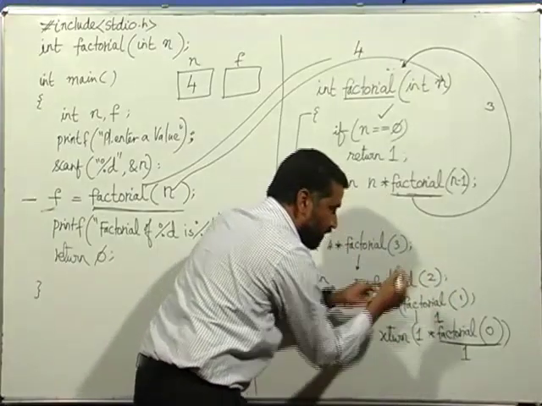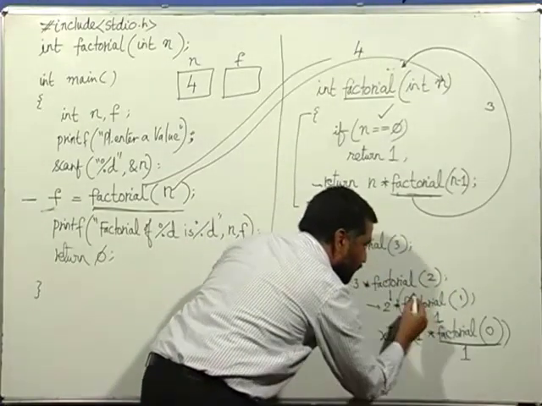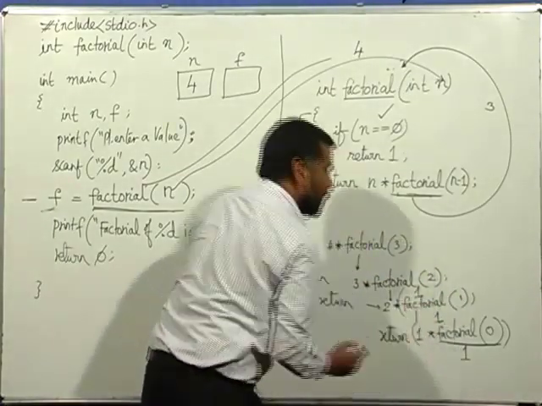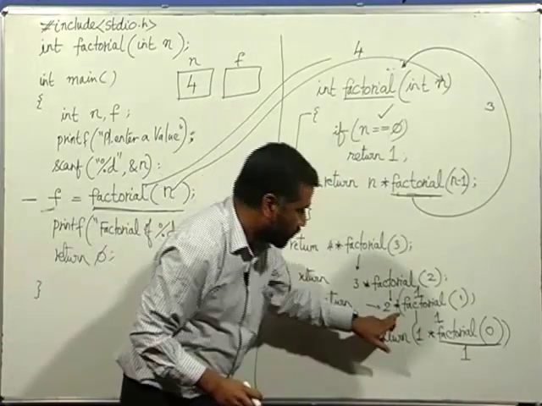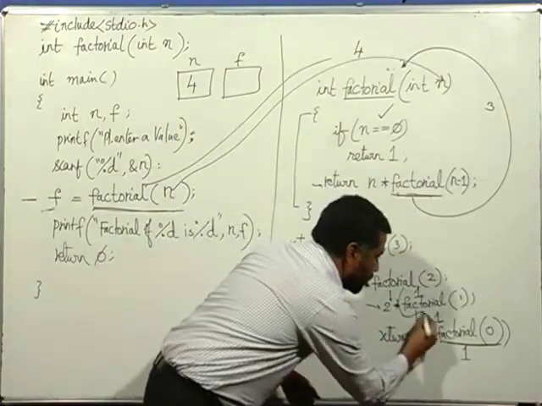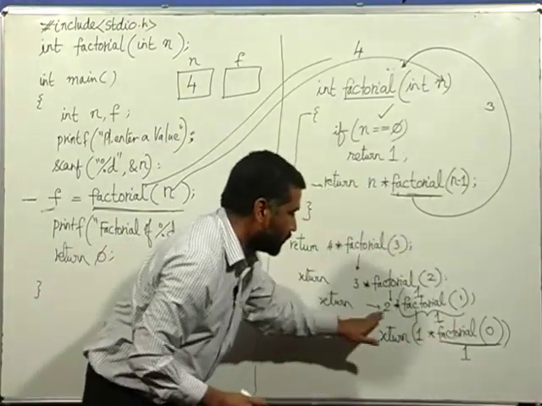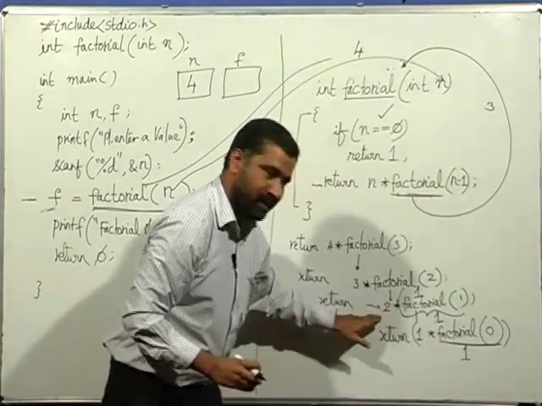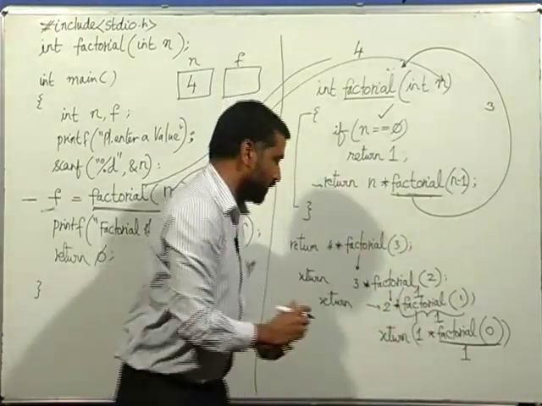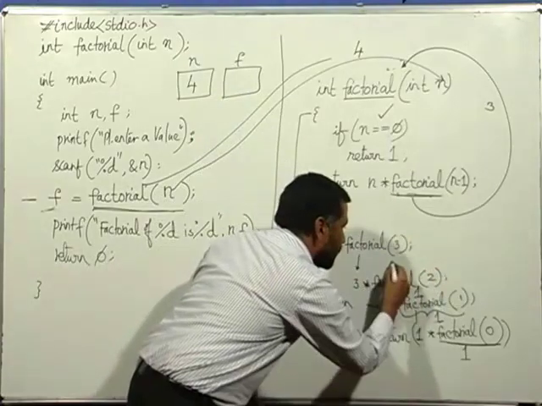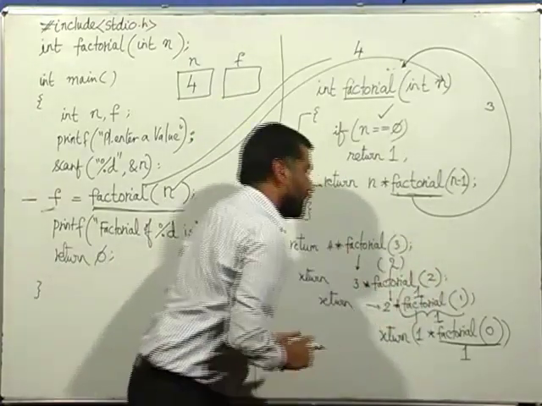Now this is returning a value of 1. So this entire thing will now be replaced by value 1. So 2 times this is equal to 1. So 2 times 1 will be calculated and the value of 2 will be returned. So this function call will be replaced by 2.